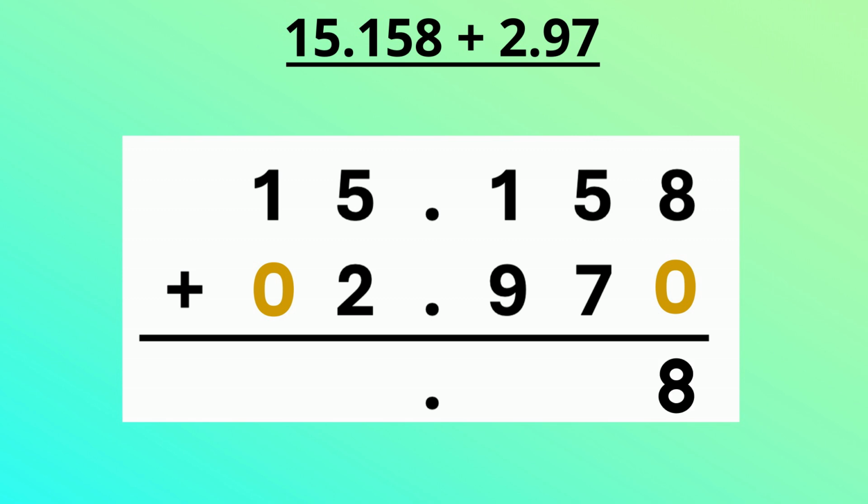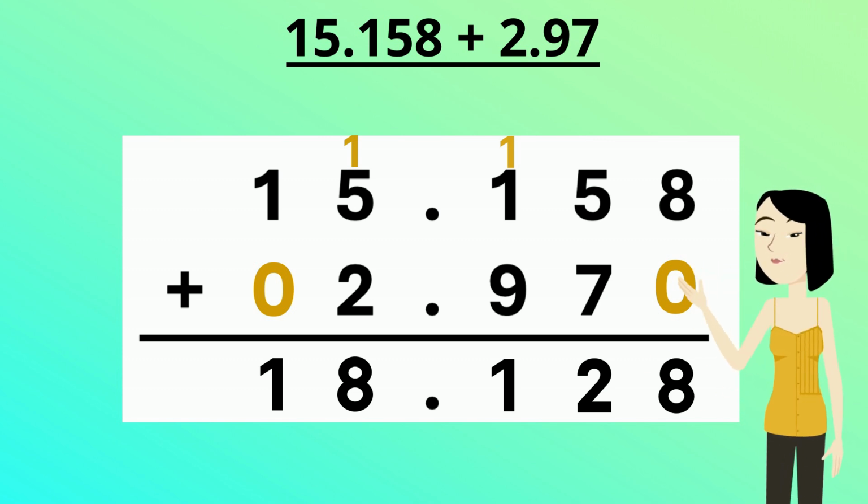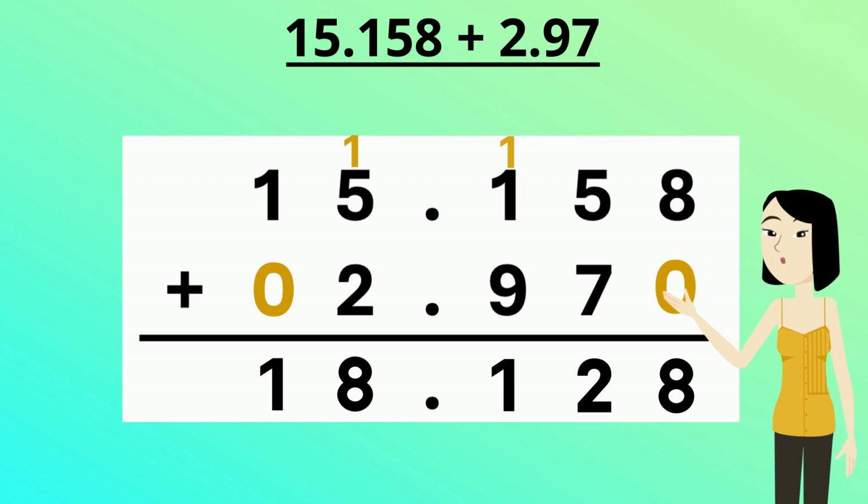8 plus 0 is 8. 5 plus 7 is 12. We can't write 12 in the answer. We write 2 only, and carry the 1 on the next column. Now 1 plus 1 plus 9, that is 11. We write 1, and carry 1 on the next column. 1 plus 5 is 6, plus 2 is 8. Lastly, 1 plus 0 is 1. Answer is 18.128. As you saw, we add column by column, starting from the furthest to the right.